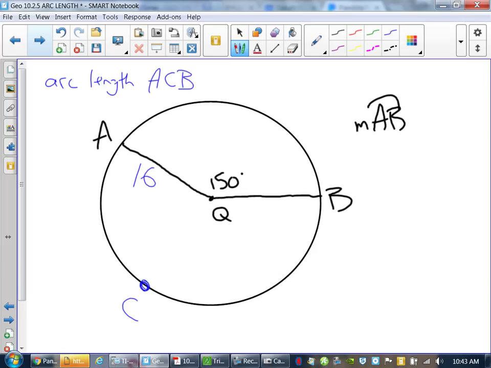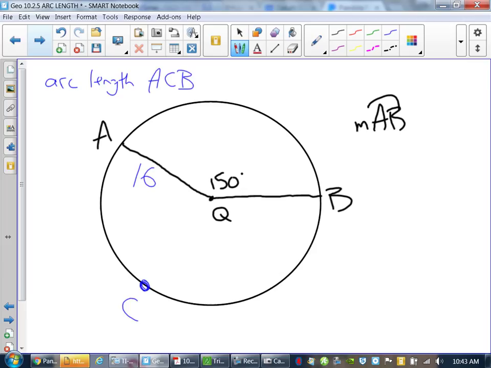Alright, so 2 questions here. They're a little bit different. One of them says, what is the measure of arc AB? The other one says the arc length of ACB. So you have to do a little bit of thinking here. Now, measure of arc AB is going to be what? 150. Everybody okay with that? Because it's your central angle.